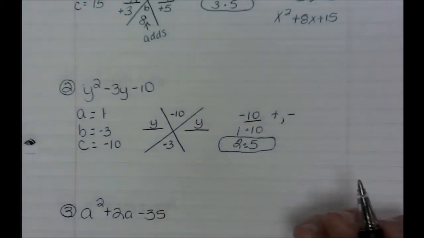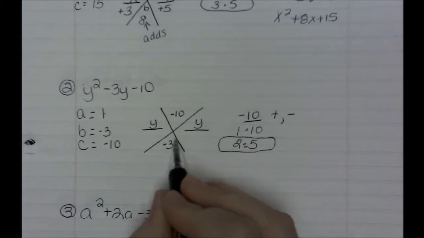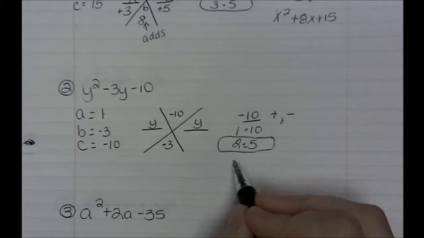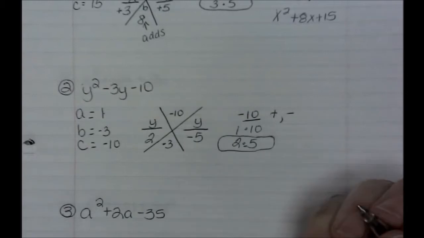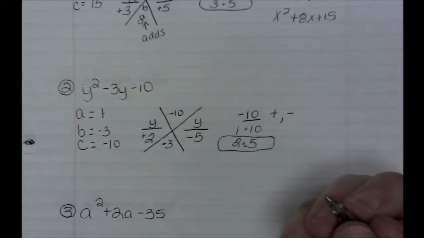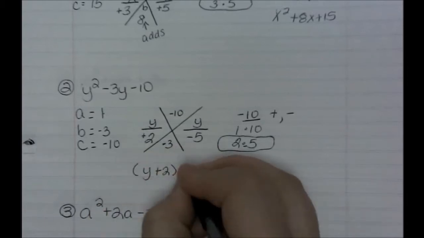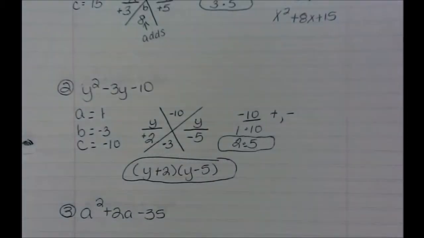Okay, just remember, your highest number is going to get whatever sign your B is. So if your B is a negative, your highest number is a negative. If this would have been a +3, then your 5 would have been the positive and the 2 would have been negative. Okay, so that gives us a 2 here, -5 here. It's understood to be a positive for that 2. So our answer is y plus 2 and y minus 5. Remember, you can check your answer by distributing just like we did in problem 1.